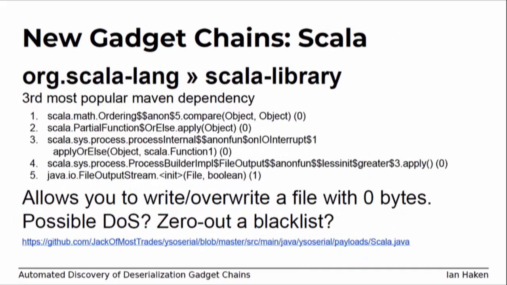More recently, I discovered some new gadget chains in Scala using this tool. Scala is the 3rd most popular dependency, according to mavenrepository.com. This gadget chain isn't an RCE, maybe not as interesting, but it does allow you to write or overwrite a 0-byte file on disk. That's an interesting DoS exploit, because you can overwrite some application resource file, zero it out, and then your app goes down. So that's possibly interesting.